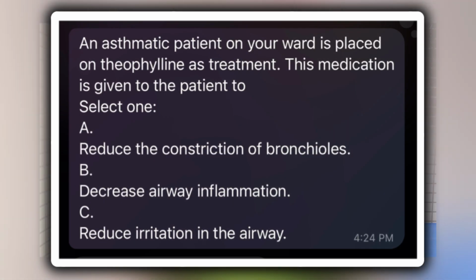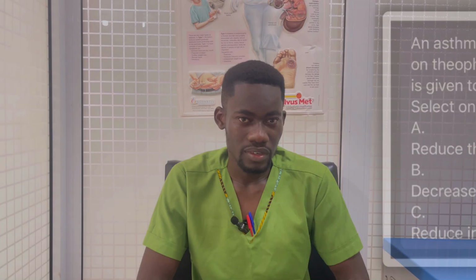Our next question is also a pharmacology question. An asthmatic patient on your ward is placed on theophylline as treatment. This medication is given to the patient to: option A, reduce the constriction of the bronchioles; option B, decrease airway inflammation; option C, reduce irritation in the airway.